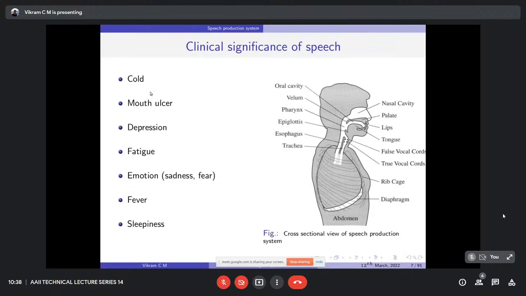Apart from that, we can also detect some clinical symptoms, like whether the person has a cold, a mouth ulcer, depression, fatigue, fever, or sleepiness. All these are related to our physiological or physical health, or our mental health. However, they are reflected in the speech signal.